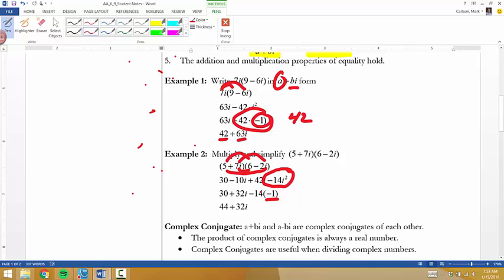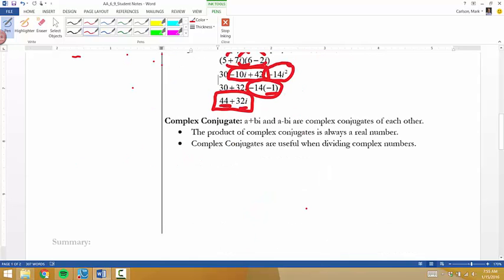So this becomes a positive 14. So I have 30, and then plus, this becomes a positive 14. 30 plus 14 gives me 44. That's the real part. And then the imaginary part would be the combination of these two middle terms, which comes out to be 32i. So my answer here is 44 plus 32i.